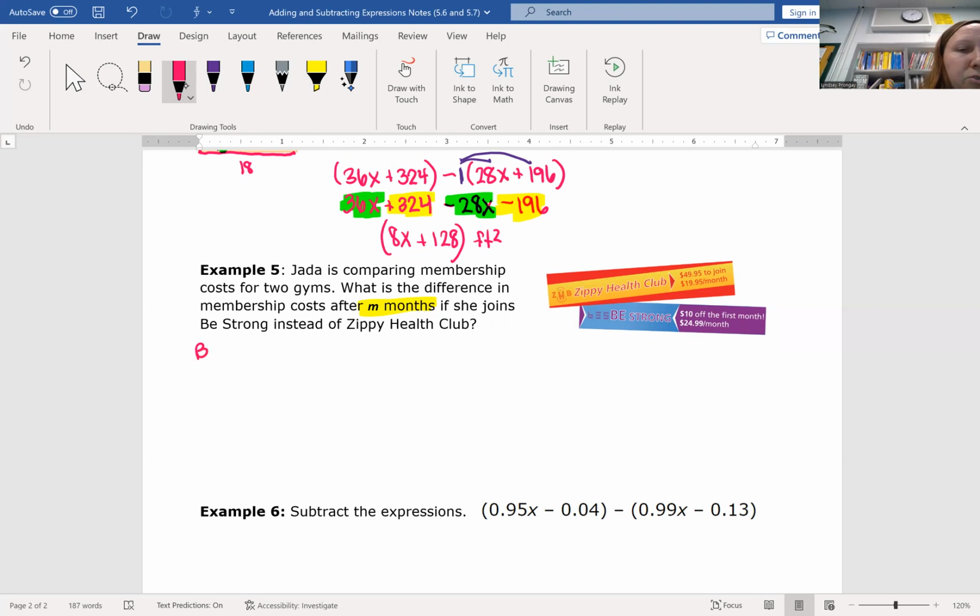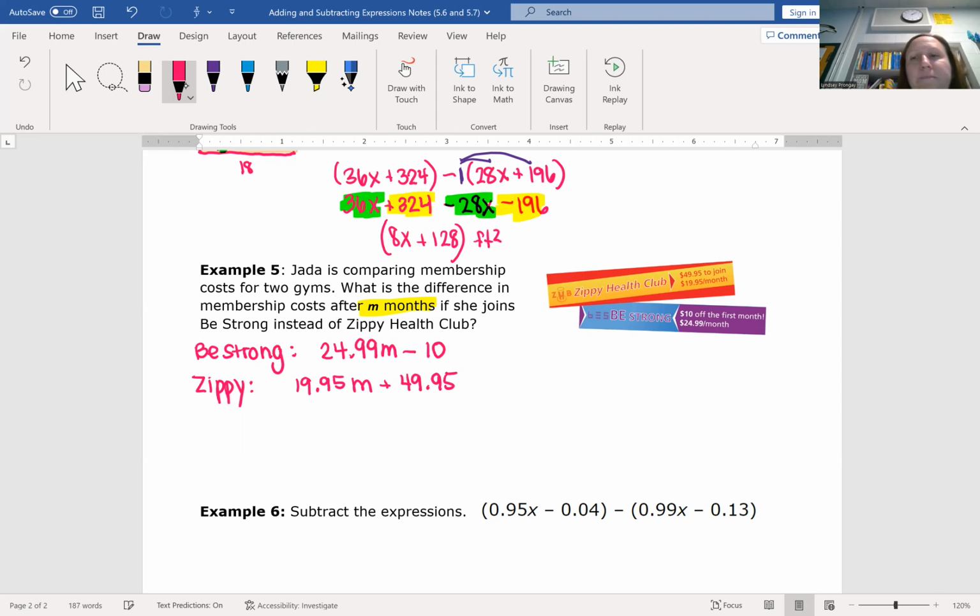Okay, so Be Strong is $24.99 a month and minus $10 off the first month. So that would be $24.99M, $24.99 a month, but you're saving $10 the first month, so minus 10. For Zippy, it's $49.95 to join and $19.95 a month. So you're paying $19.95 each month and adding that $49.95 joining fee. And from there, we know we're subtracting to find the difference.